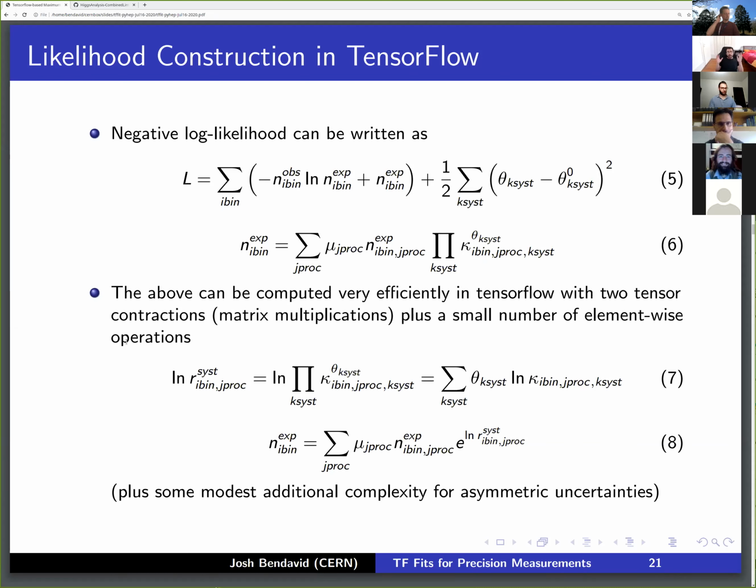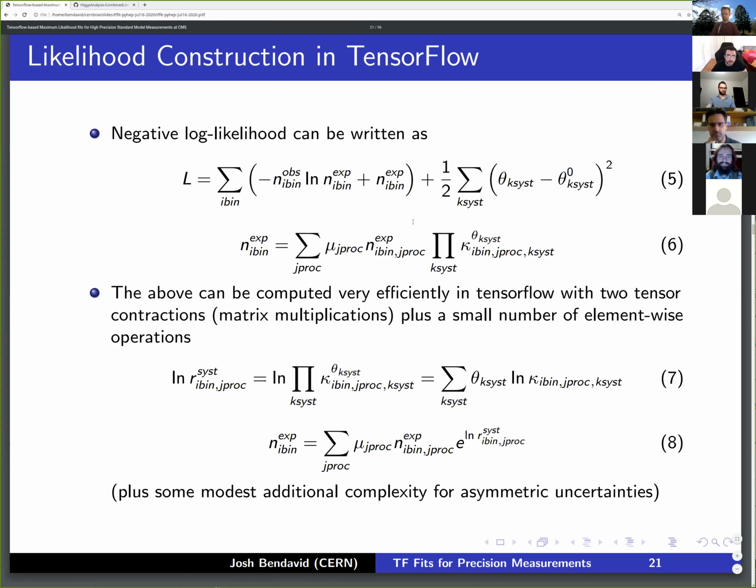An advantage of representing things in this way is that the above can be computed extremely efficiently in TensorFlow with just 2 tensor contractions, plus a small number of element-wise operations. The reason is essentially that the number of expected events in a bin is the sum over the expected events from each process times the multiplier for the yield of that process. And that can be represented as a matrix multiplication.